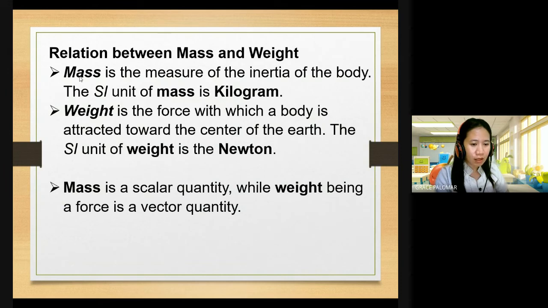Scalar means that you have magnitude only. So example, 2 kilograms, 2 centimeters. Okay. While weight being a force is a vector quantity. Vector means there is direction. So example is going north, going south. Okay, so that's the difference between the two. So again, it is a common misnomer. Mass is not equivalent to weight. We cannot interchange it because they are technically different.